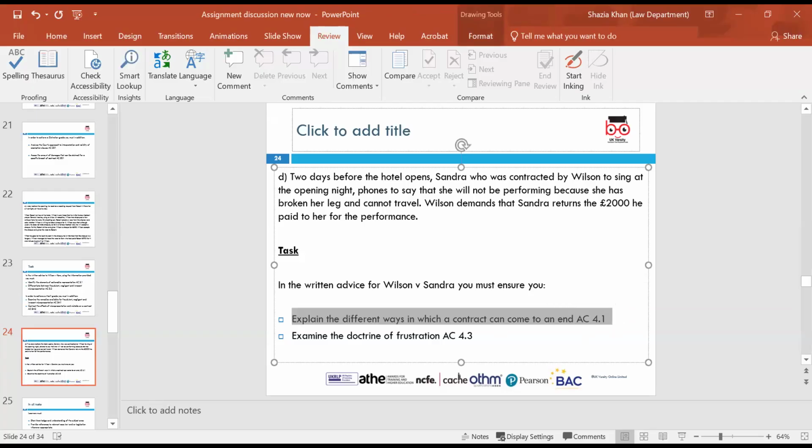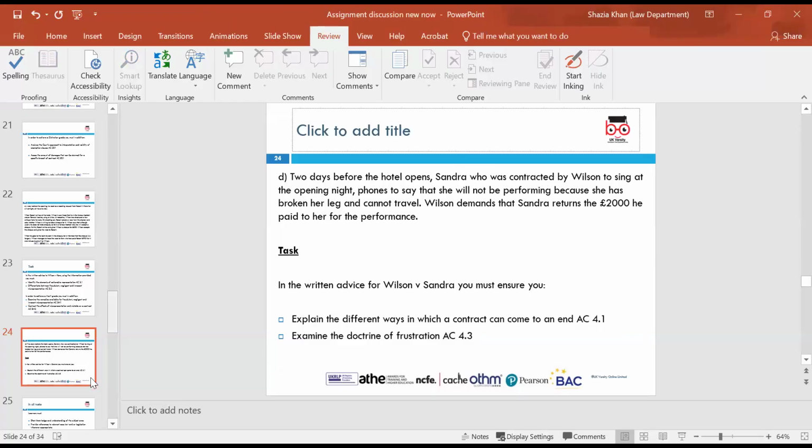to an end, which is AC 4.1, and that is looking at ending a contract and frustration. Then you would need to look at examining the doctrine of frustration, which is AC 4.3. So you need to use case law and bring in Sandra's issue around that as well. So you need to look at the law of frustration.